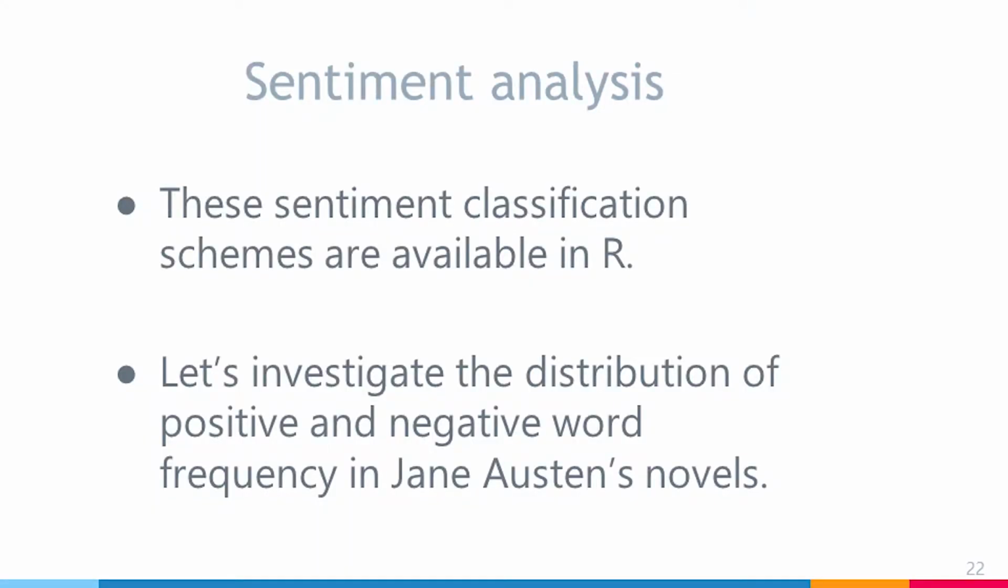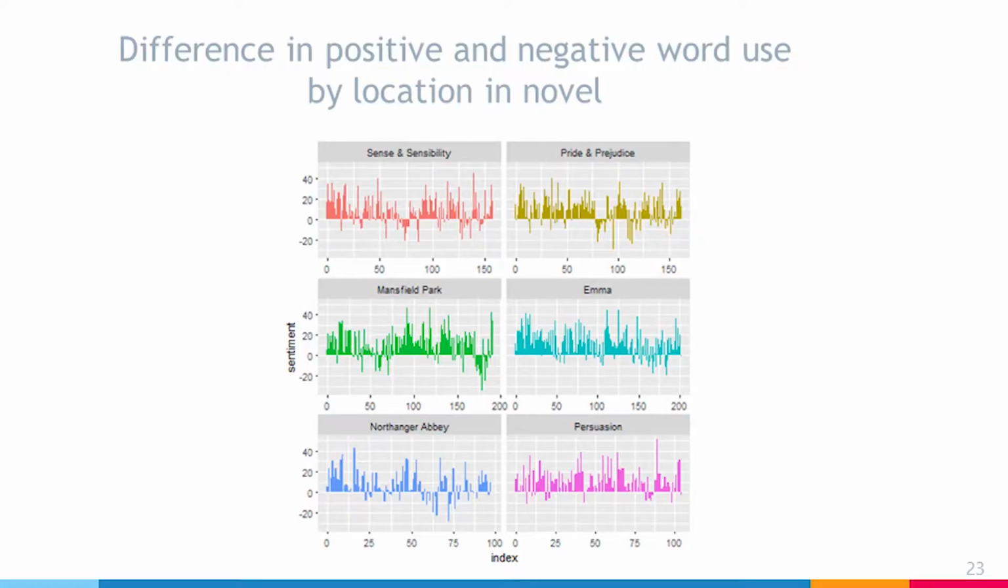Okay, so let's just look at positive and negative words. The first graph we're going to look at breaks each of these novels up into small sections. If you're looking at the x-axis going along horizontally, that's essentially breaking the novels up into about 200 segments, and that's just arbitrary. There's nothing magical about it.